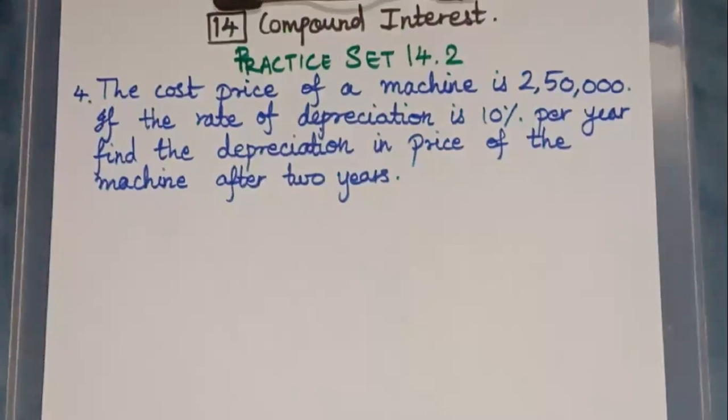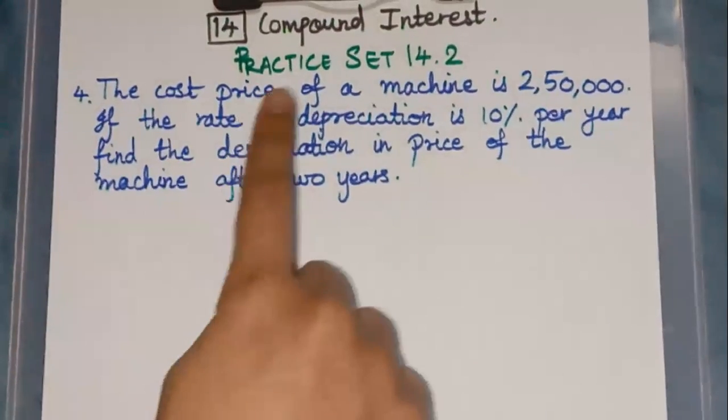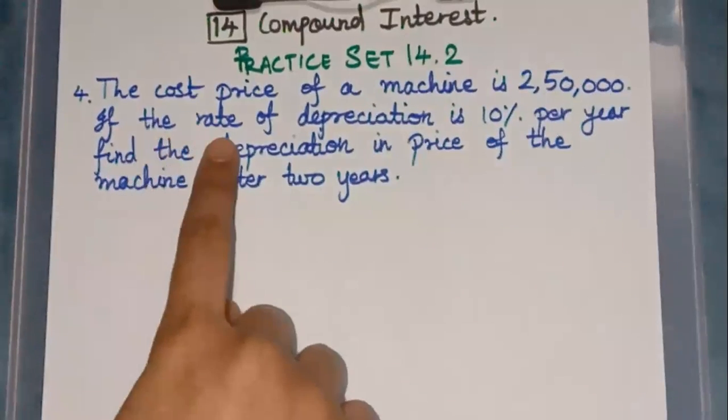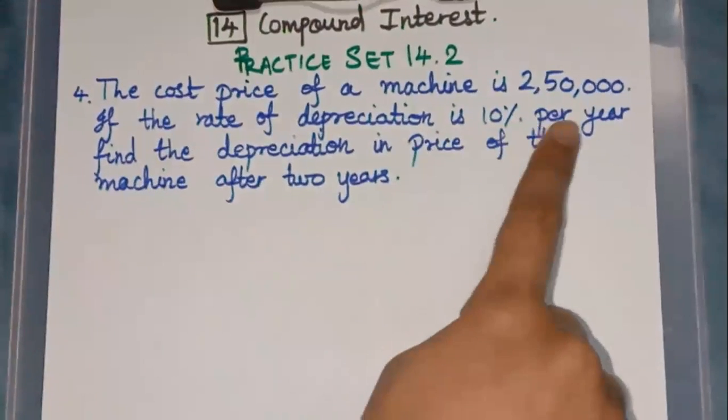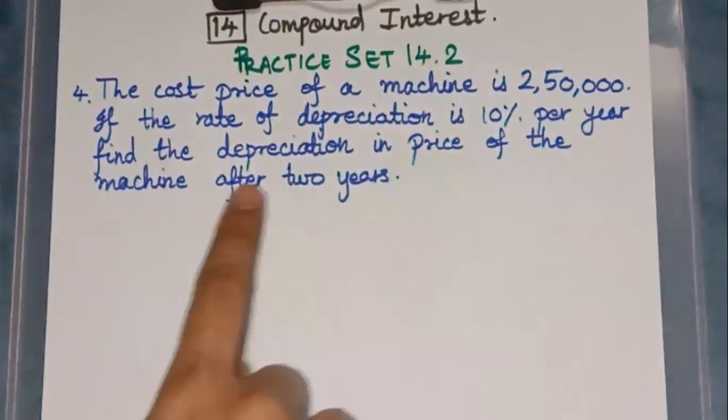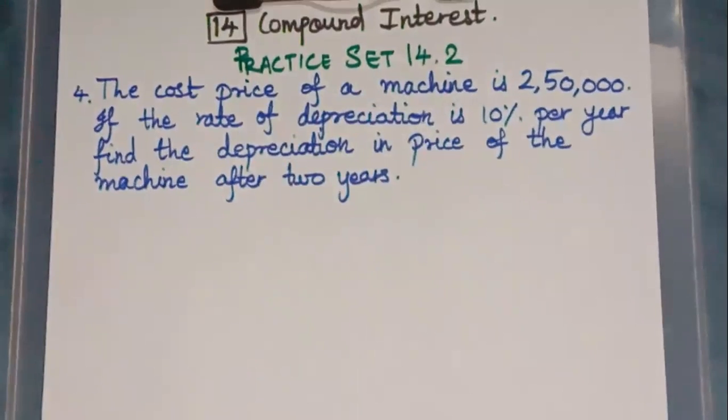We have started with the practice set 14.2 and today we are going to complete it. I have already given you the second and the third question of this practice set as homework. I hope you all have done that. Coming to the fourth question: the cost price of a machine is 2,50,000. If the rate of depreciation is 10% per year, find the depreciation in price of the machine after 2 years.